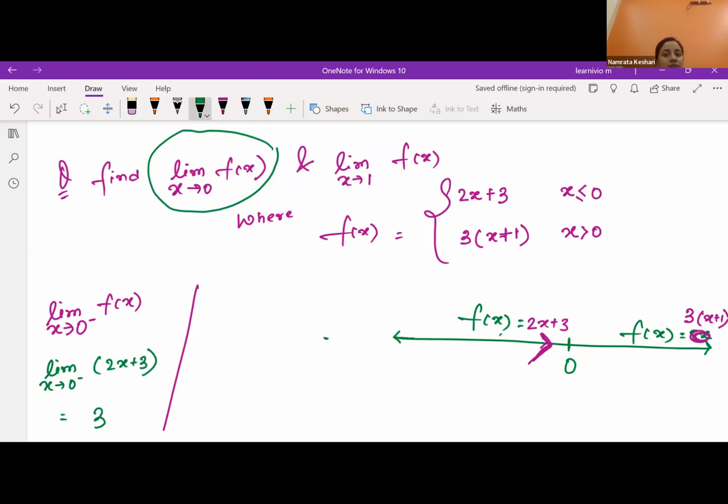Is it clear? Okay, the left-hand limit is equal to 3. Yeah, the left-hand limit is equal to 3. The left-hand limit, how we have found it, is that confusing or is it clear?